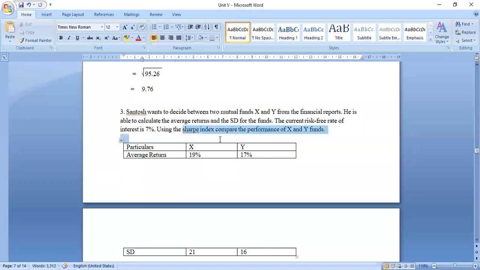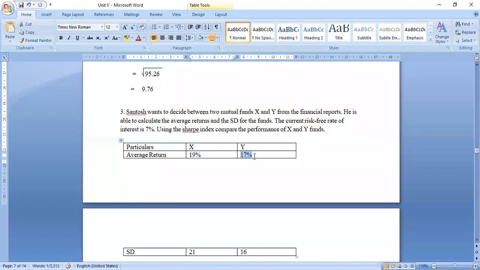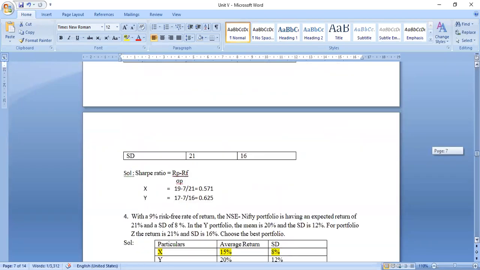So first we have to write the formula for the Sharpe performance index, that is RP minus RF divided by standard deviation. Values are already given as 21 and 16 for X and Y, and the returns are 19% and 17%, and we are given the risk-free rate of return as 7%. So here they are asking us to compare the performance of X and Y funds. So we are going to choose that particular fund or portfolio of securities which has the highest value in comparison with the other funds.